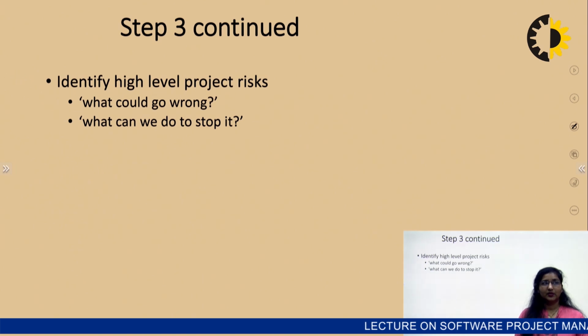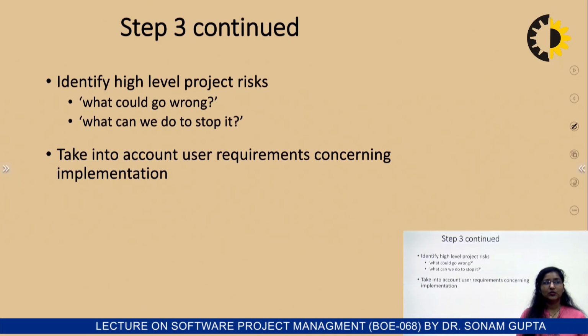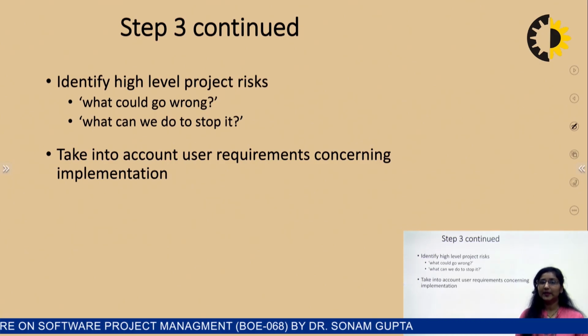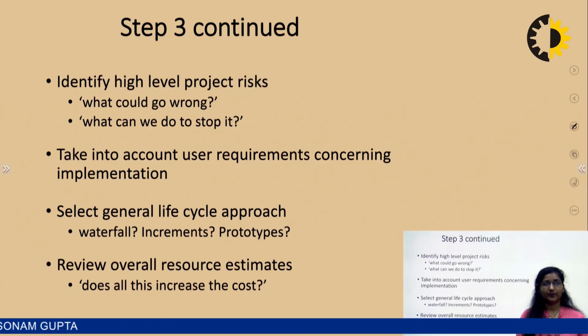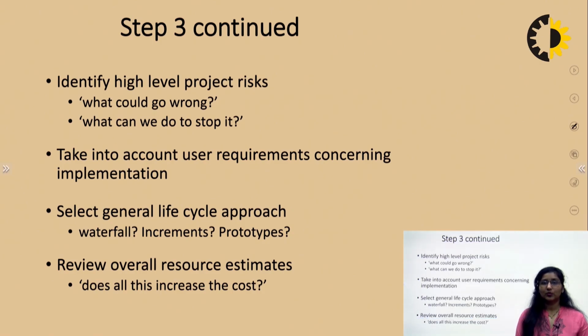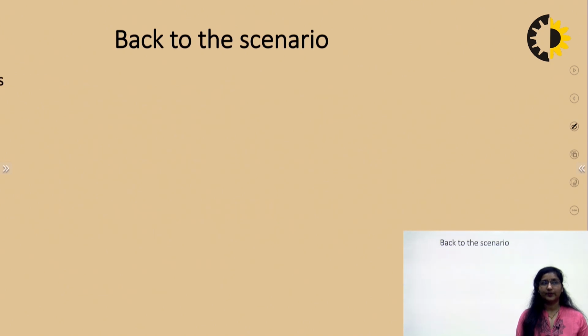Now, why will this project be different? Step 3, identify high level project risk. What could go wrong? What can we do to stop it? Take into account user requirements concerning the implementations. We also need to select which life cycle approach we are going to use: waterfall, incremental or prototypes. Review overall resource estimates, like whether this will increase the cost.